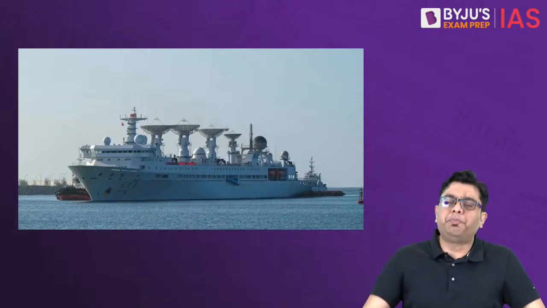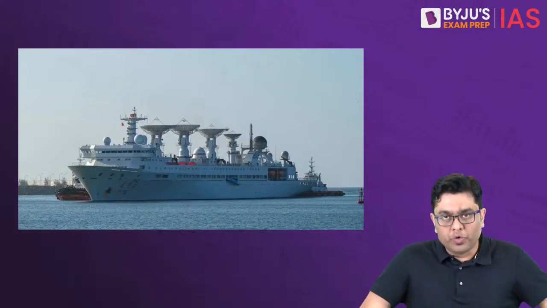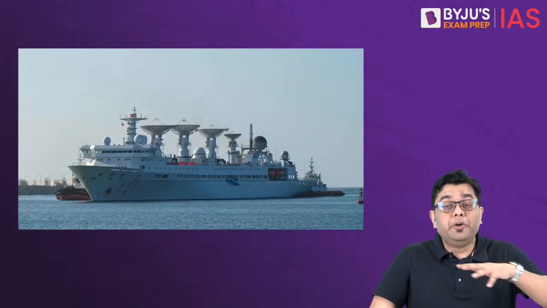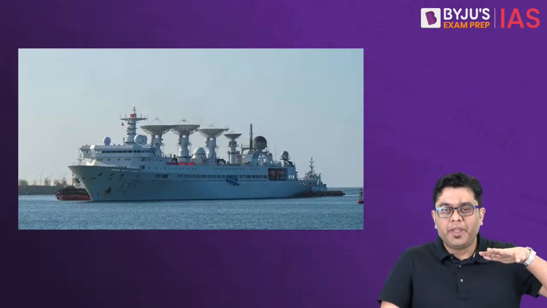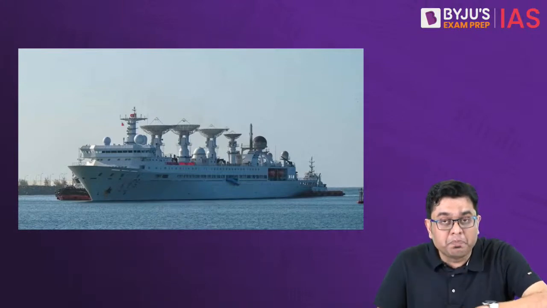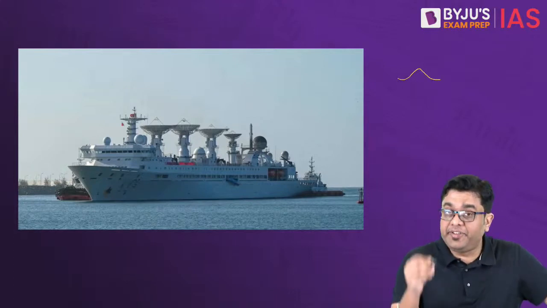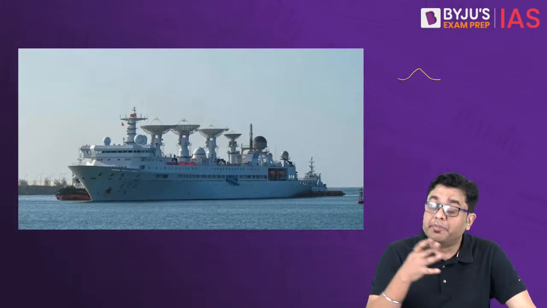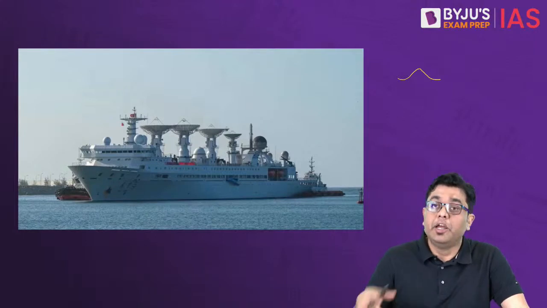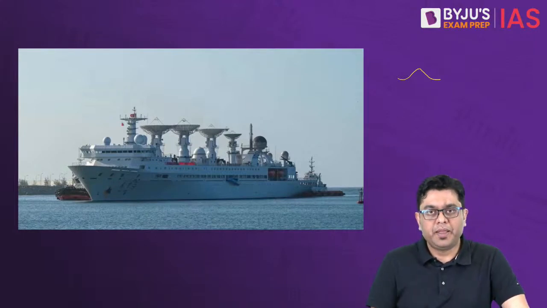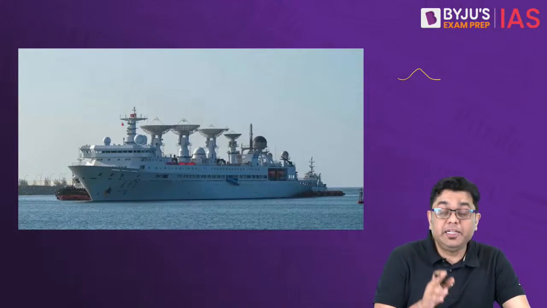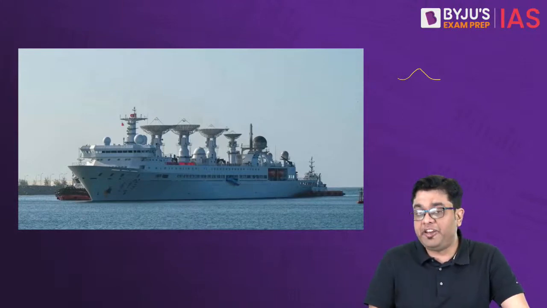Now, why do you think this spy ship moves around the Indian Ocean? It is to be able to map the ocean floor. Because once you are able to map the ocean floor, where there are discrepancies, where there are seamounts, etc., it becomes much easier for your submarines to move around. So that is where India needs to increase its submarine fleet.